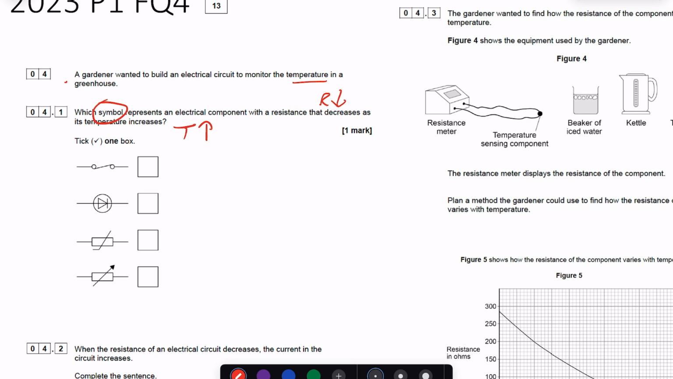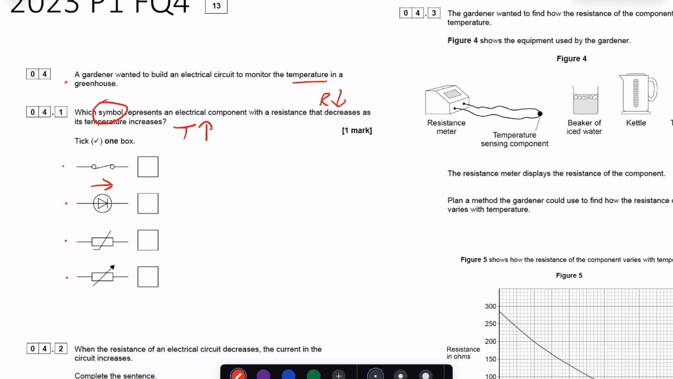You'll know that one's a switch. This one is a diode, which will allow current to flow in only one direction, in this direction here. Okay, this one is a thermistor, and this one is a variable resistor. So you can change the resistance using this.